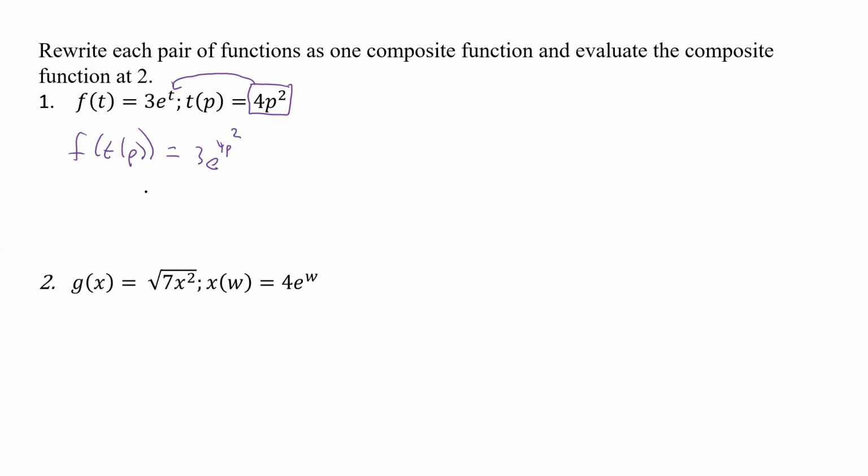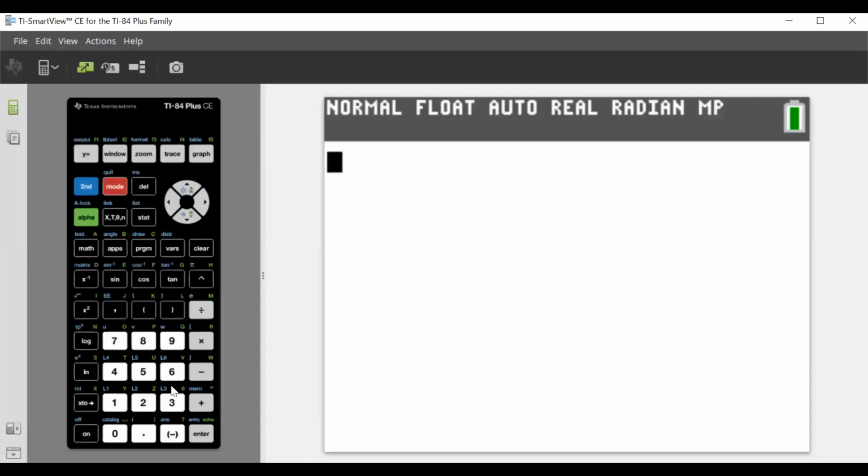Okay. Now we're saying we're going to evaluate that at 2. So we want f of t of 2. Well, that's going to be 3e to the 4 times 2 squared. And so that's going to be 3 times e to the, 2 squared is 4, times 4 is 16. 3e to the 16. And we'll plug that into our calculator.